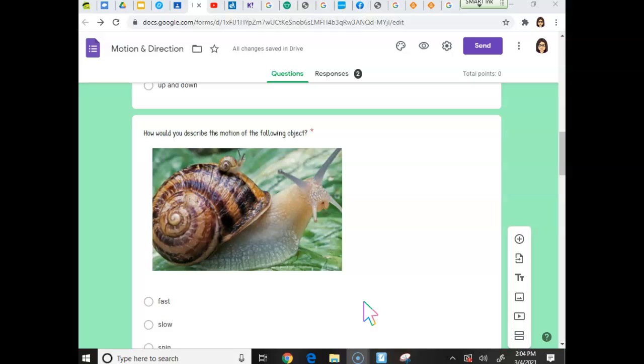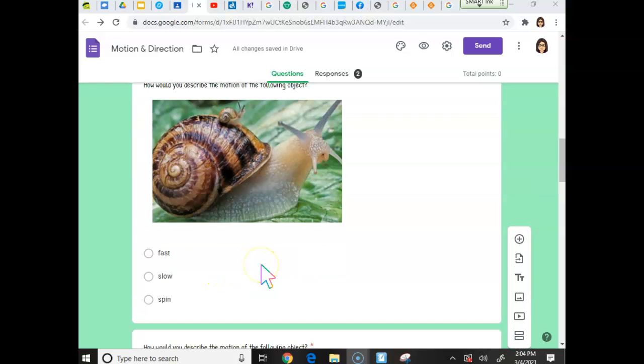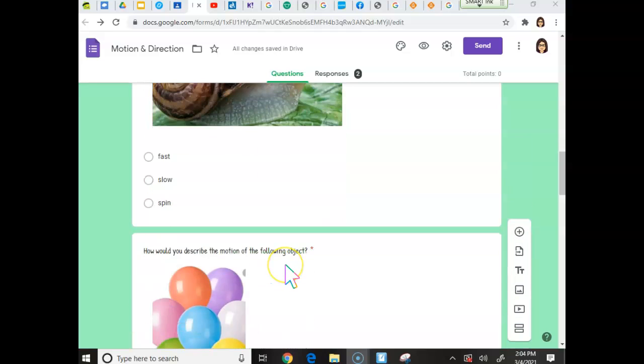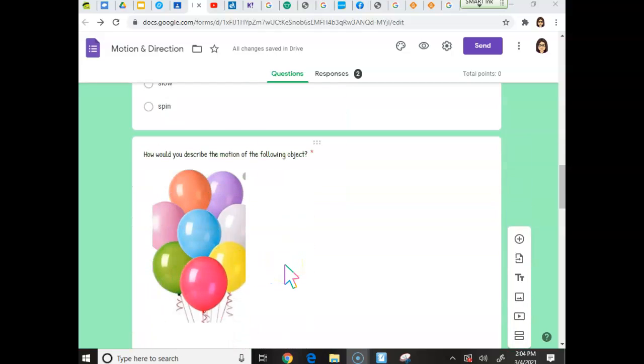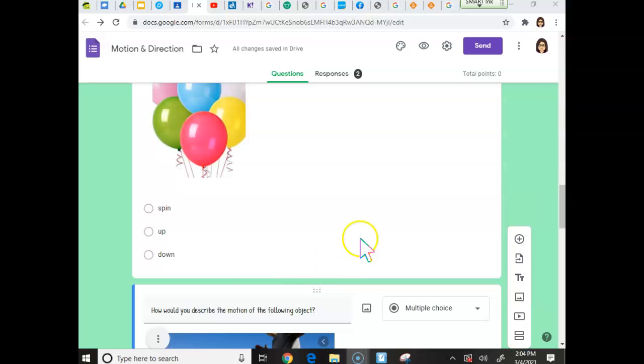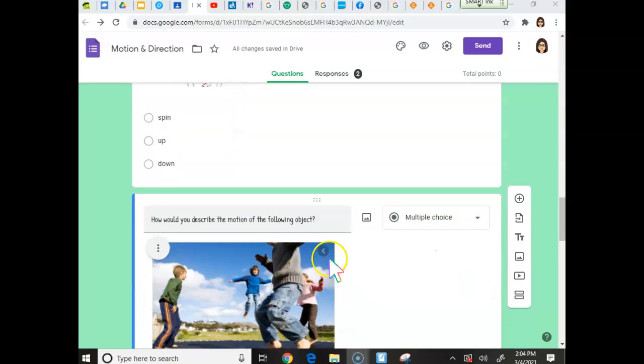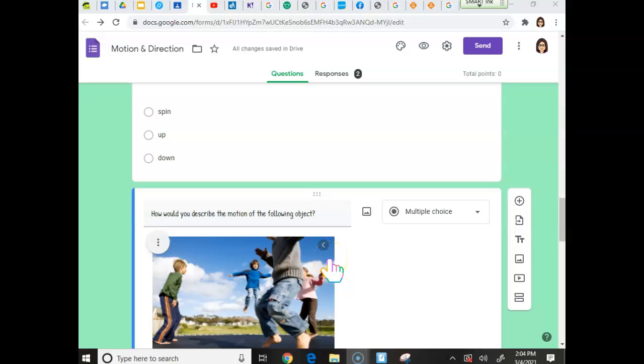All right, the next one. Snail. Look at that snail. How would you describe the motion of that snail? All right, the balloons. When some force is applied, think about the motion of the balloons. Once you know, you may complete them all.